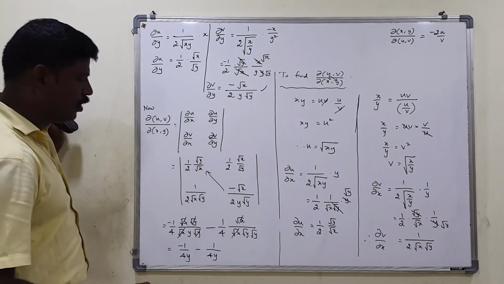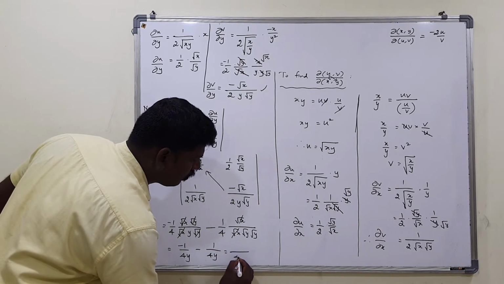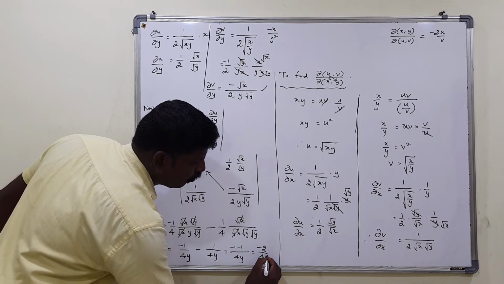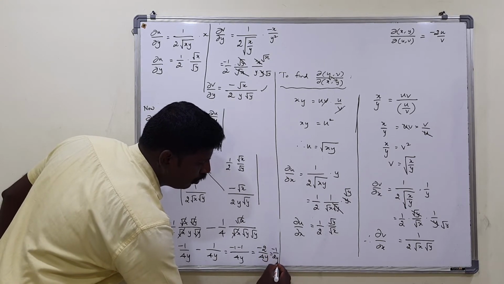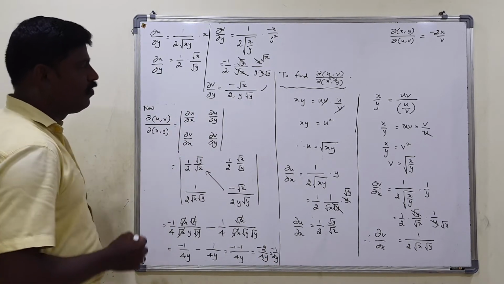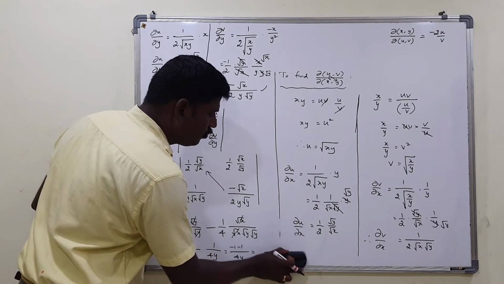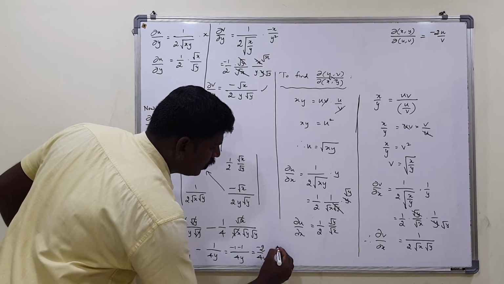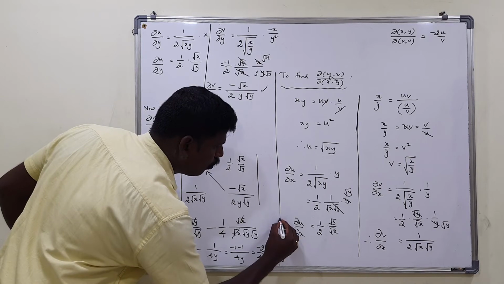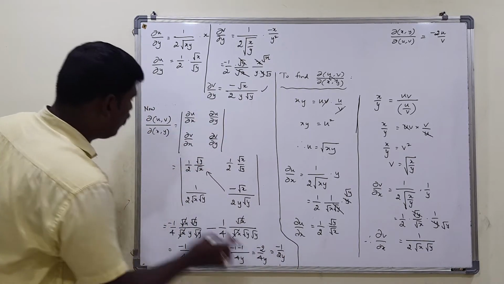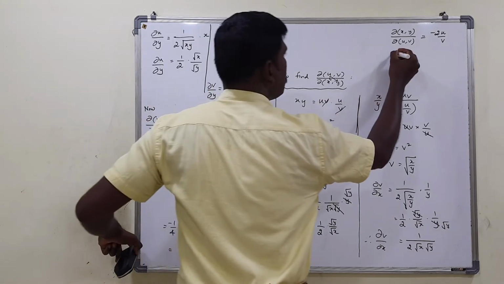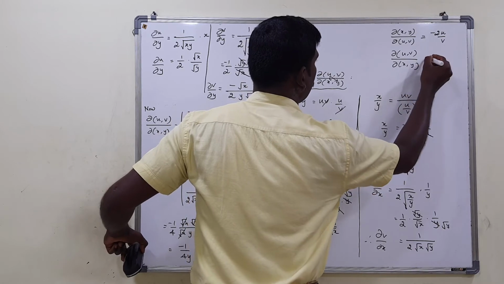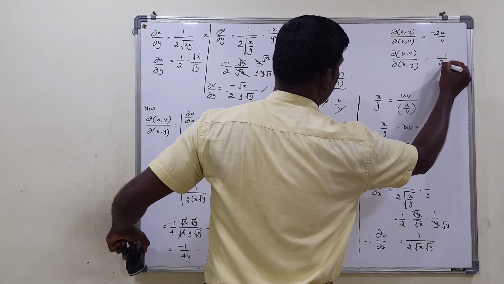It is again y. So we can take 4y as common. Minus 1, that is equal to minus 2 by 4y. That is equal to minus 1 by 2y. Right? So minus 2 by 4y, cancel it, we can get minus 1 by 2y. Right? So this is the value of ∂(u,v)/∂(x,y) is equal to what? Minus 1 by 2y.